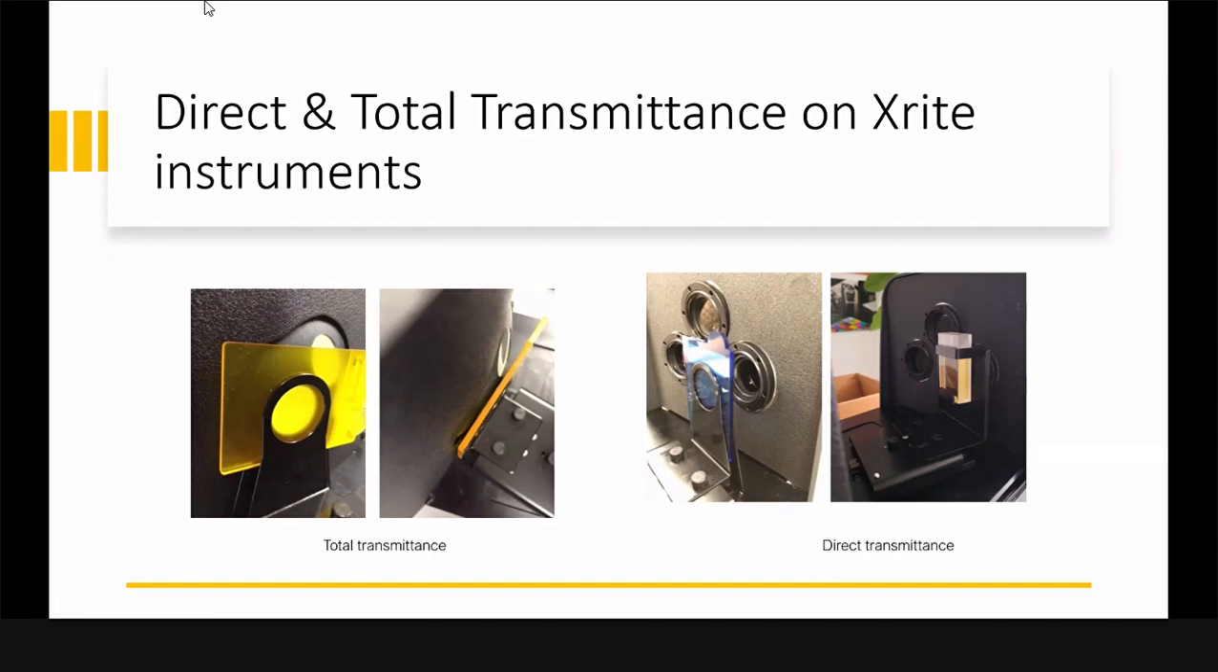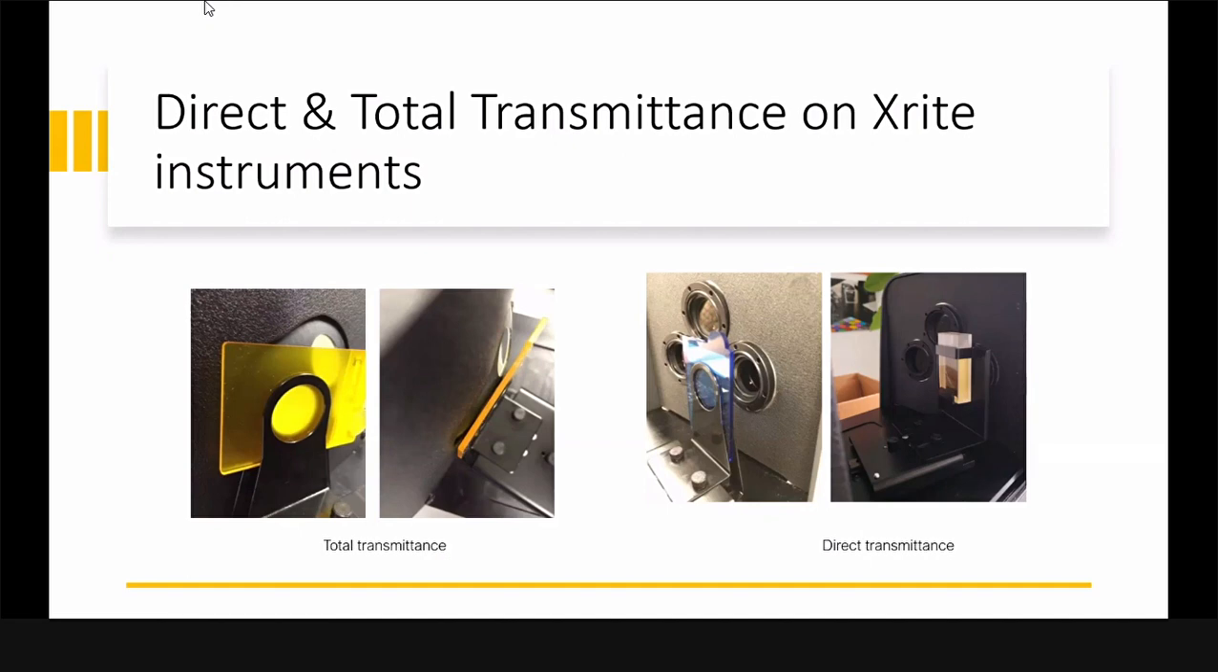So here is an instrument about excite instruments. If we want to do direct transmittance and total transmittance, how do we do total or direct transmittance in our excite instrument? We can see that for total transmittance, the sample must be near to the sphere.